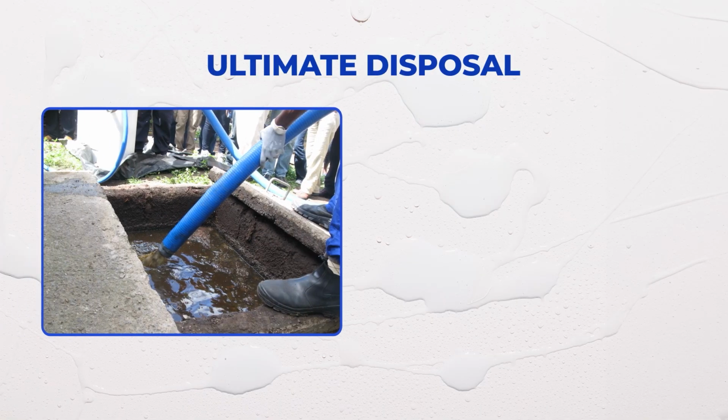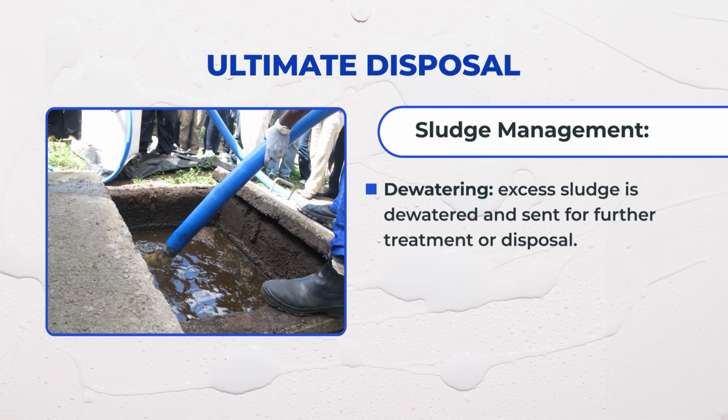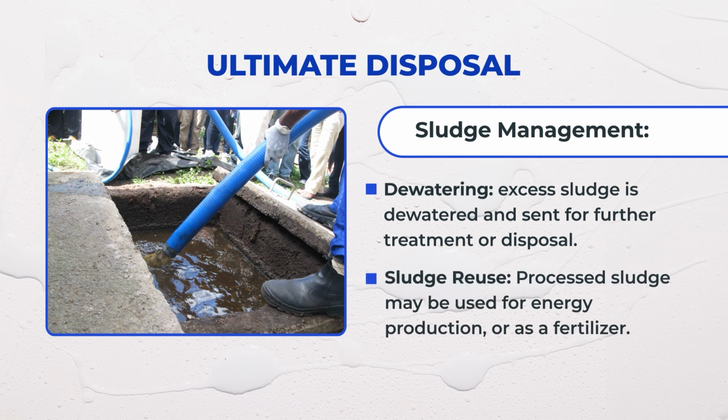And the solid which we get from the treatment of this wastewater, that is the sludge, can also be properly managed, firstly by dewatering. Excess sludge is dewatered and sent for further treatment or disposal, and sludge can also be reused for the production of energy, the biogas, or can be utilized as fertilizer. So, this is all about the management of the liquid wastes in the food industry.